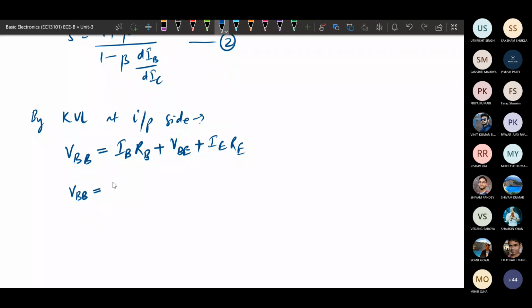So from there we can represent VBB in terms of these two values. We know IE is equal to IC plus IB, by using KCL at the junction of the three terminals of the BJT. By putting this value here, we get VBB equals IB RB plus VBE plus IC plus IB multiplied by RE.